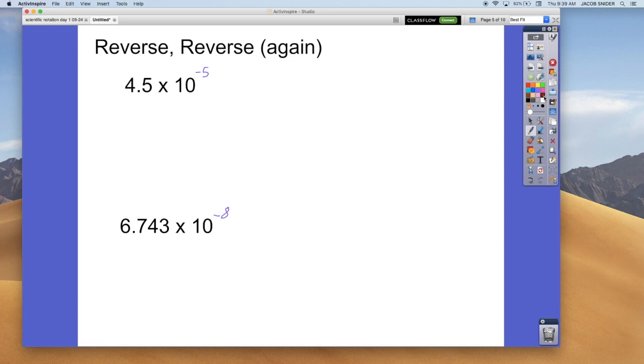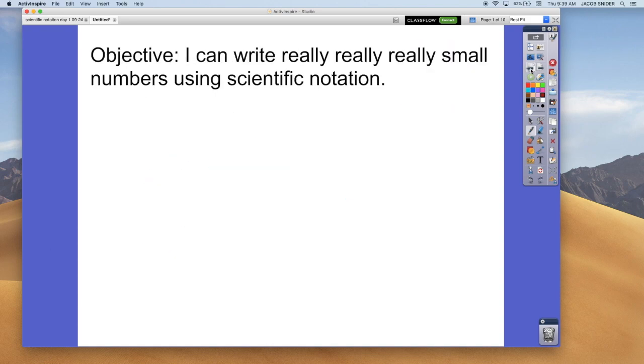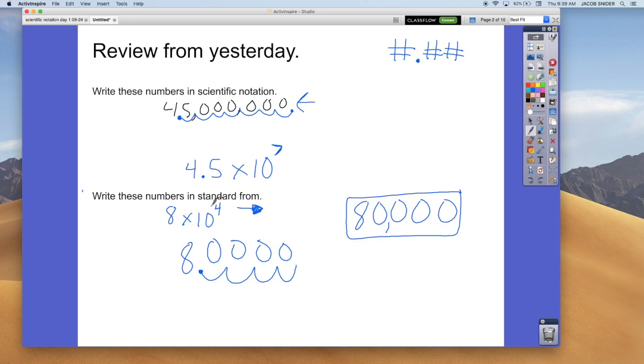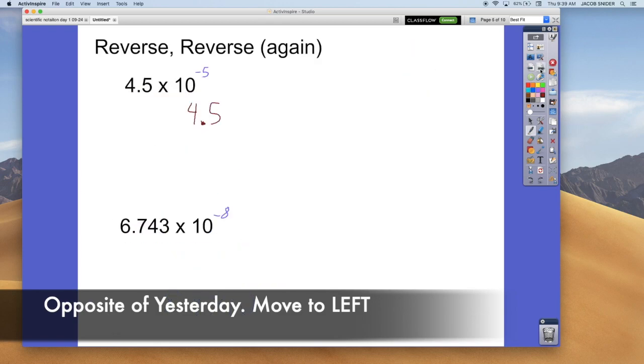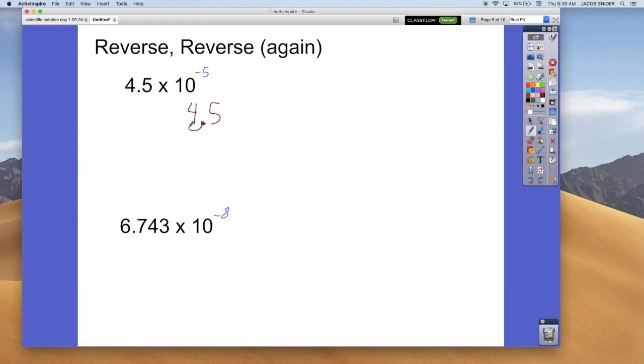Okay, to start off with, just like we did yesterday, I want to write the number that I'm given. Now, if I go back to yesterday, when we talked about this exponent here, right, we moved to the right. So what do you think I'm going to do here, guys? I'm going to move my decimal to the left. When I move it to the left, that's going to make it a really, really small number, which is what I want. Now, how many times am I going to move it, do you think? That's right. I'm going to move it 5 times. So let's do it. 1, 2, 3, 4, 5.